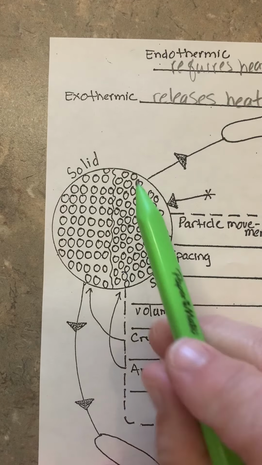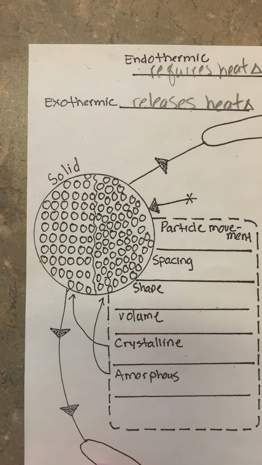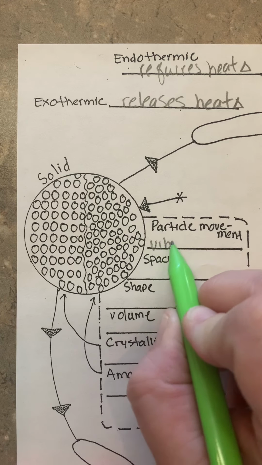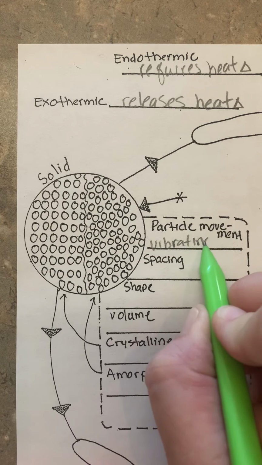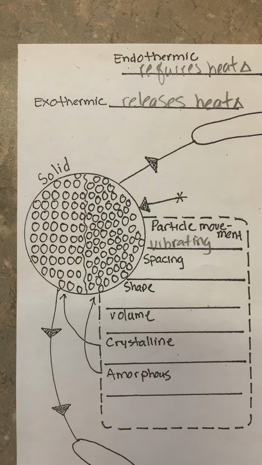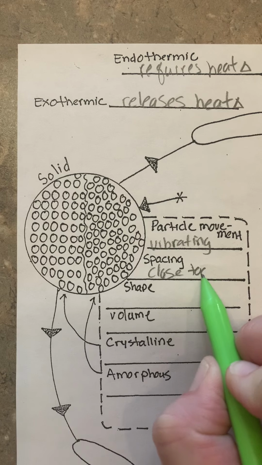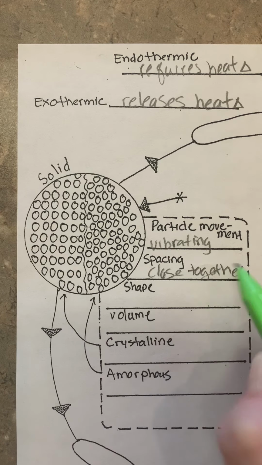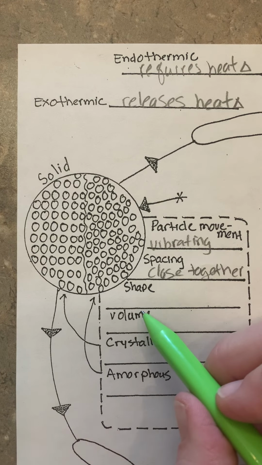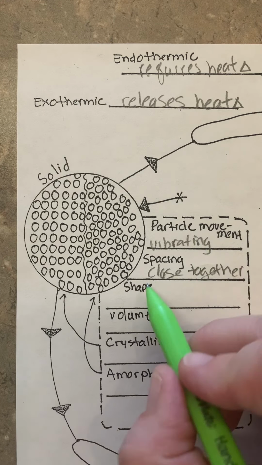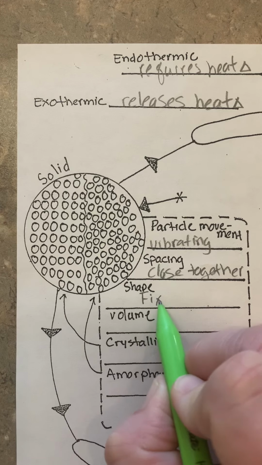Now let's start in the solid circle. Particle movement of solids, they're basically just vibrating, aren't they? They're not moving very much. They're wiggling. I think Mr. Kazi called it jiggling. But the particle movement is slow compared to the others. Spacing is close together. A shape in a solid, I did not want you to tell me what shape this was. I know that's a circle. I wanted you to tell me that the shape of solids are fixed.